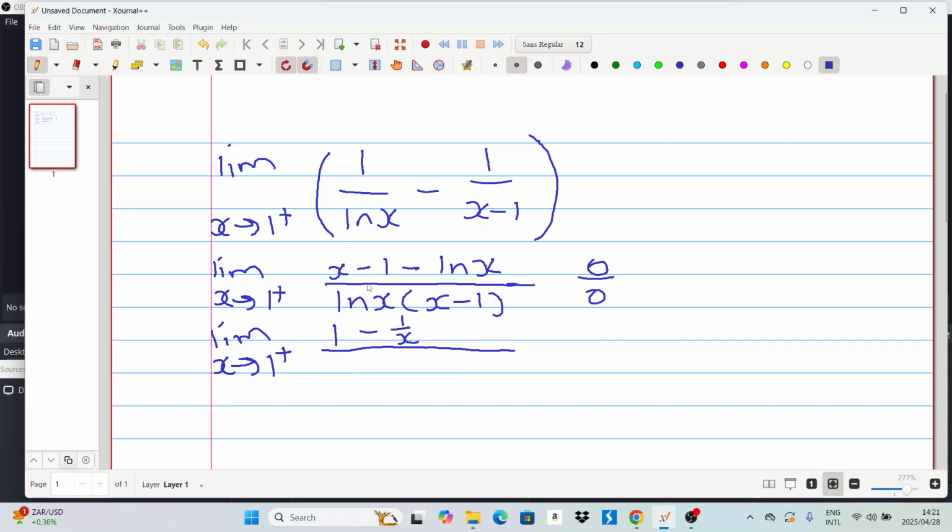And then here we're going to use the product rule to do this derivative. So okay, let's go ahead. The derivative of ln x is going to be 1 over x. Then we multiply by x minus 1, plus ln x times the derivative of x minus 1, which is just 1. So we have something like this.